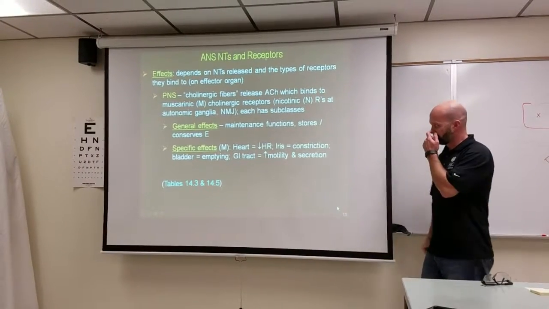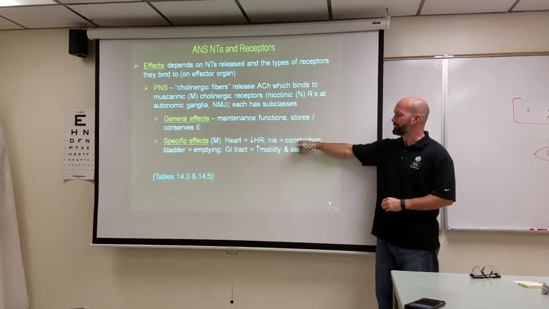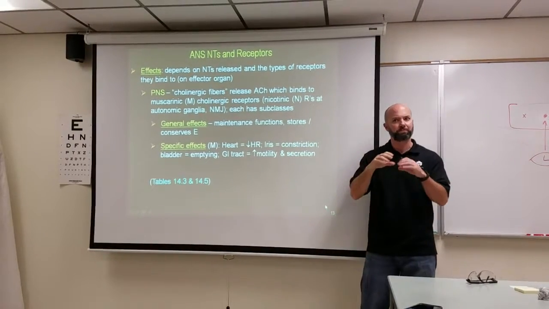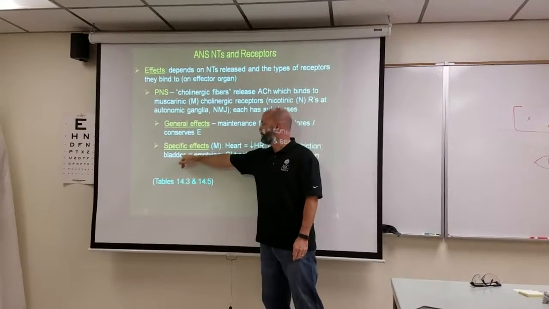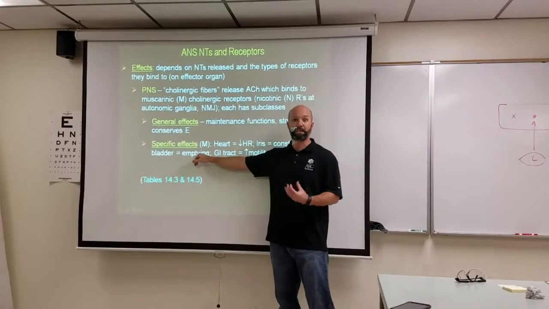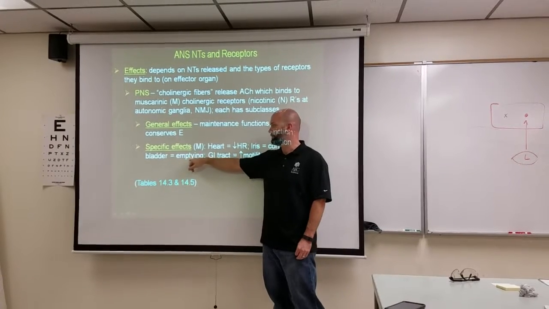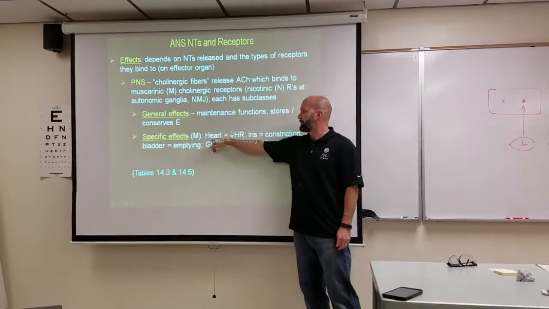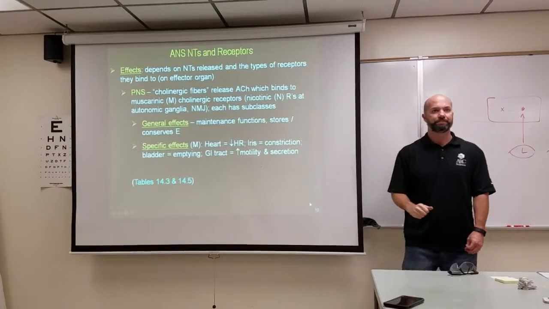At the iris, which is an intrinsic eye muscle, constriction. Right? What's constricting? The iris is the muscle, but what? The pupil. In the bladder, when muscarinic receptors are stimulated, it causes the bladder smooth muscle called detrusor muscle to contract. So it results in emptying or voiding the bladder. And then in the GI tract, when you stimulate those muscarinic receptors, you increase motility and you increase secretion.